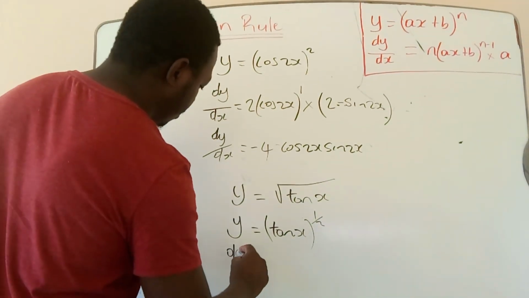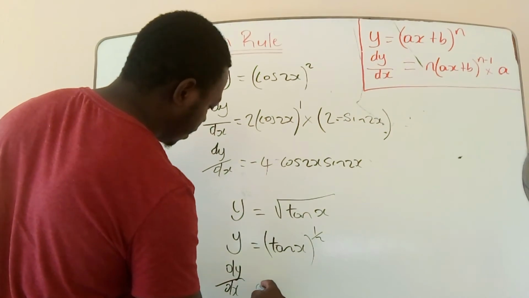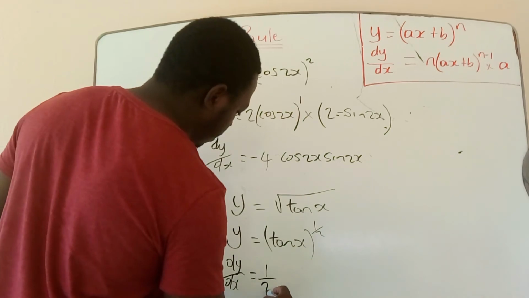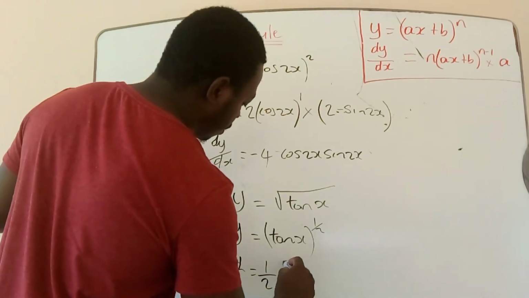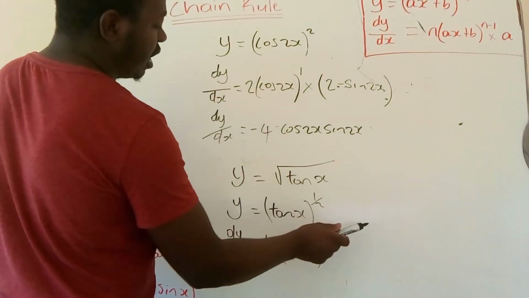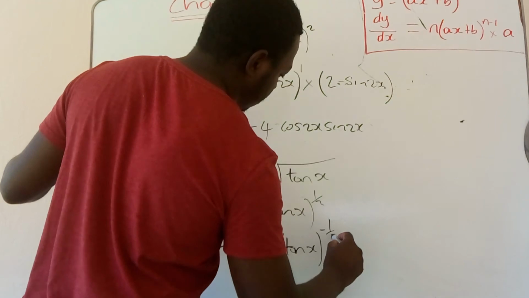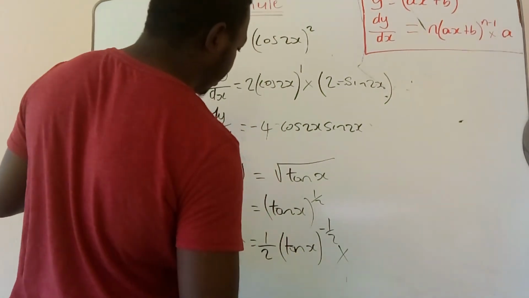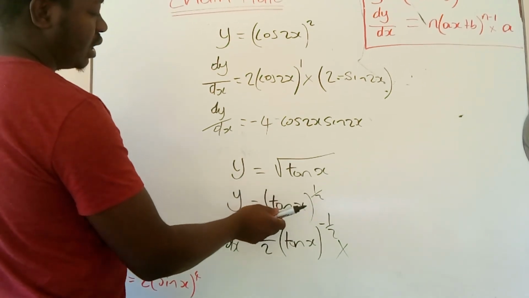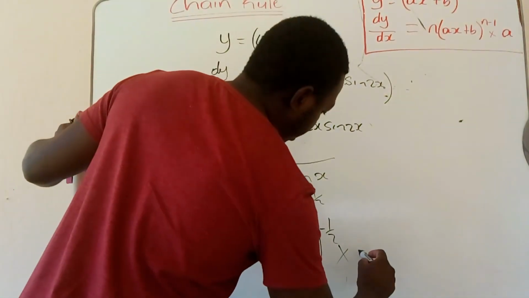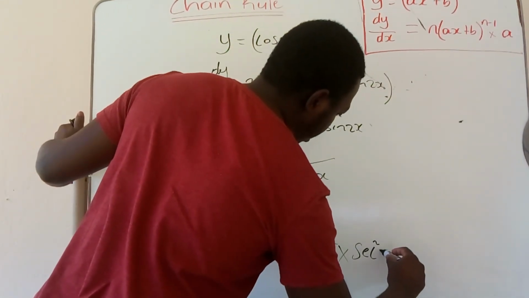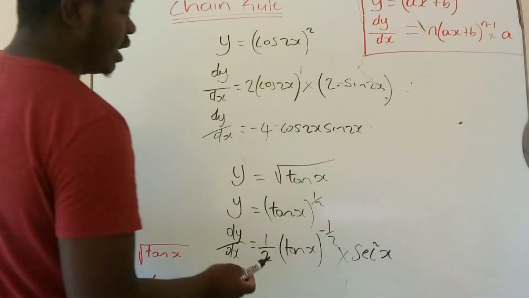So dy by dx is equal to 1/2 times the entire function. So this is going to be 1/2 times the entire function, which is tan x. 1/2 minus 1 gives you minus 1/2. Multiply by, when you differentiate tan x, which is the inside of the bracket, that gives you sec squared x. So that gives you sec squared x. Right? And that's it there.